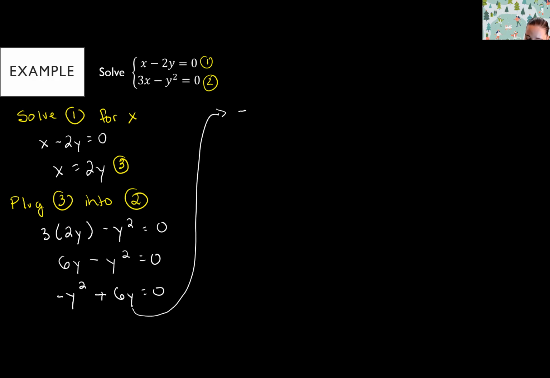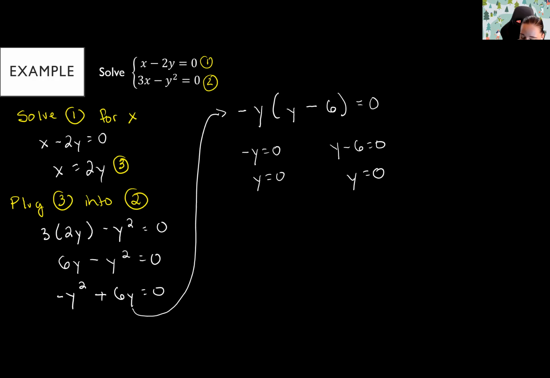So our greatest common factor is y. So we're going to factor out a negative y, which leaves us with a y minus 6, because that changes that plus 6y. We're dividing it by negative y. So now it becomes y minus 6 equals 0. So we get negative y equals 0, which just solves to y equals 0. And then y minus 6 equals 0, which gives us y equals 6, not 0. So I'm going to label these as 4 and 5.